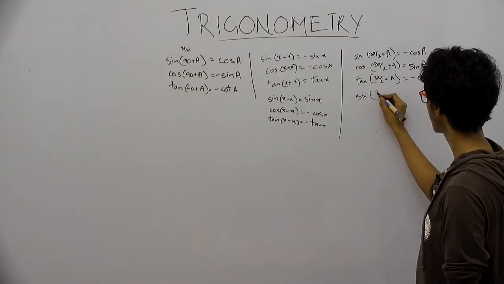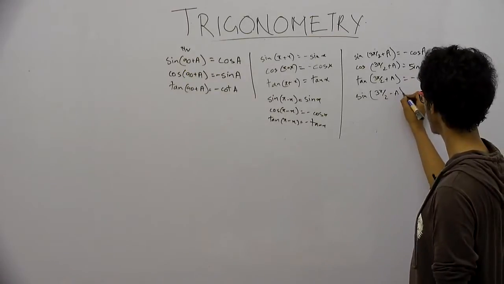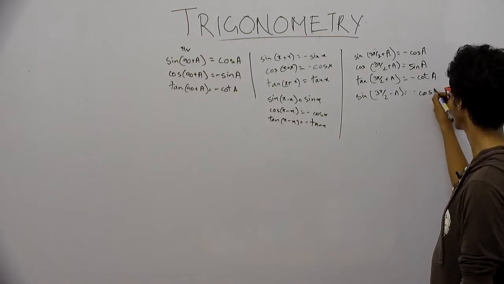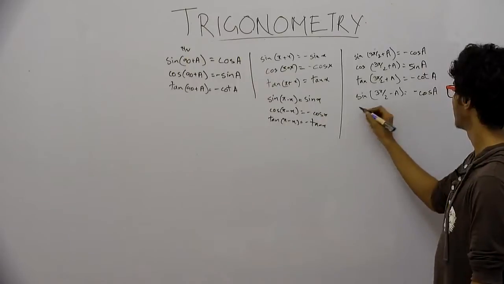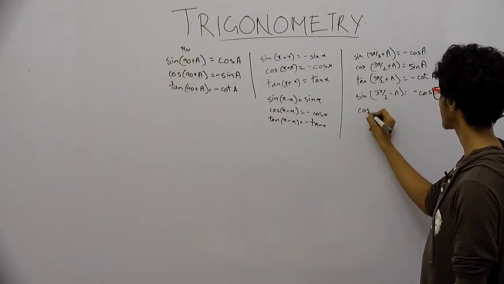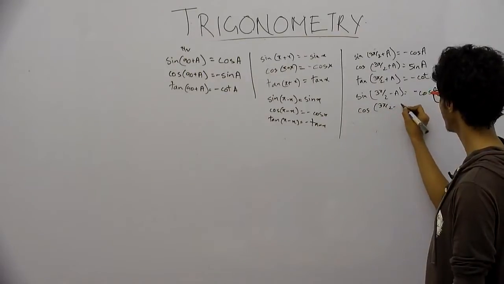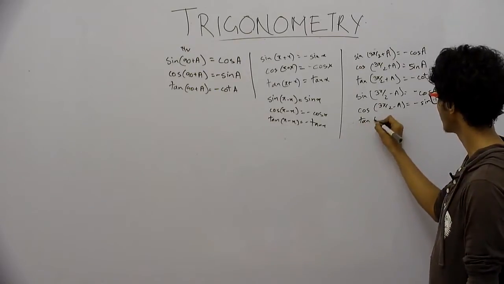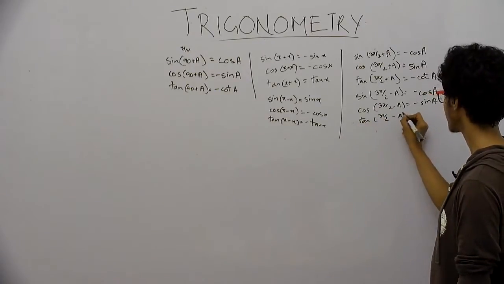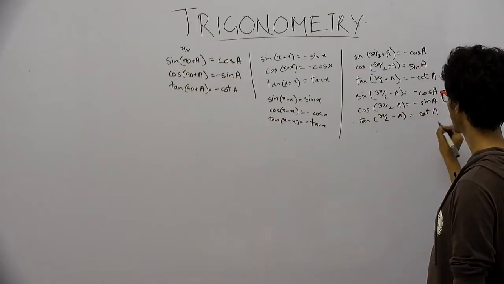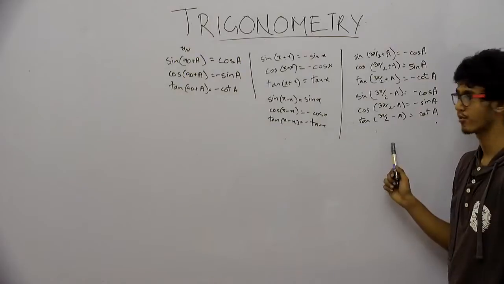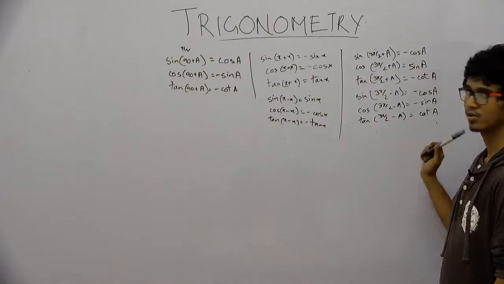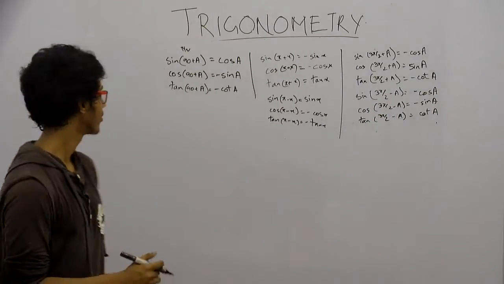Subtracting: sine 3 pi by 2 minus a gives us the third quadrant, sine is negative, so it turns into minus cos a. Again cos 3 pi by 2 minus a gives us minus sine a, but tan 3 pi by 2 minus a gives us cot a, because tan is positive in the third quadrant, so it does not turn negative, but since it is an odd multiple of pi by 2, it turns into cot. Let's do the final one for 2 pi.